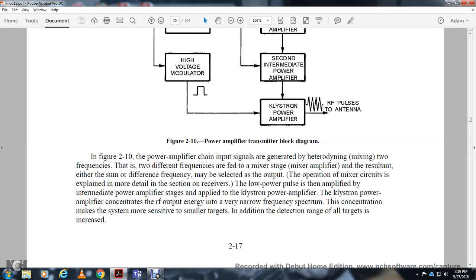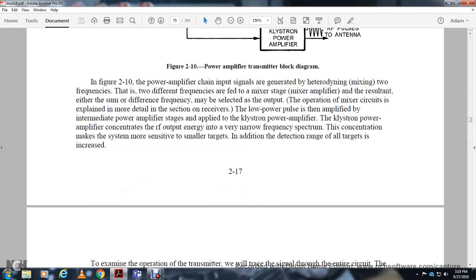The lower power pulse is amplified by the intermediate power amplifier stage and applied to the klystron power amplifier. The klystron power amplifier concentrates the radio frequency output energy into a very narrow frequency spectrum. This concentration makes the system more sensitive to smaller targets. In addition, the detection range of targets increases.